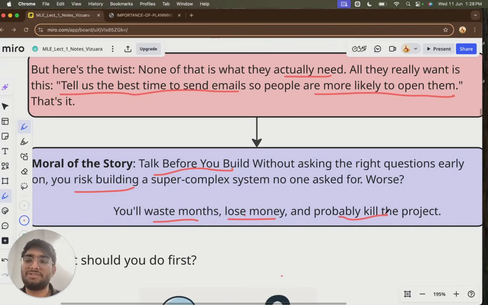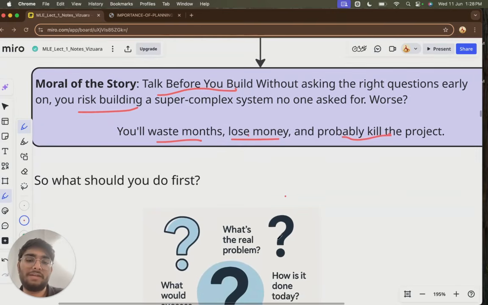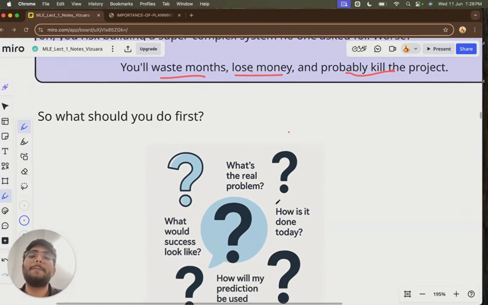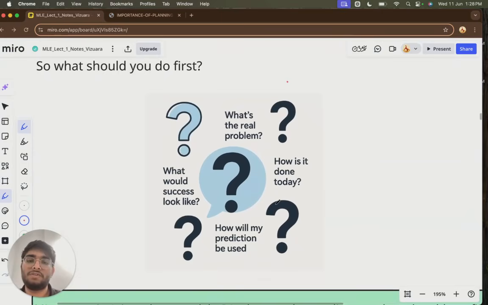So at this stage, what should you do? Let us know in the comments below what would be your first question if someone comes with a problem. So let's see from my end as well. The first question that I would ask will be, what's the real problem? Regarding email, I'll ask them what they want. Do you want user engagement, or do you want it not to be classified as spam, something like that?